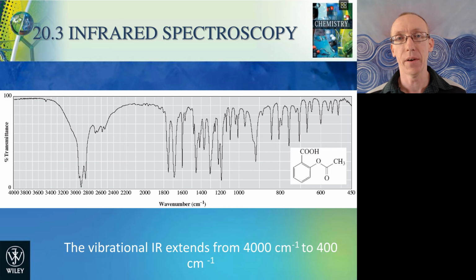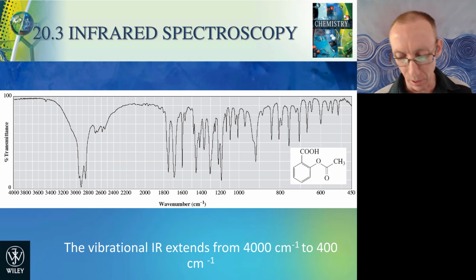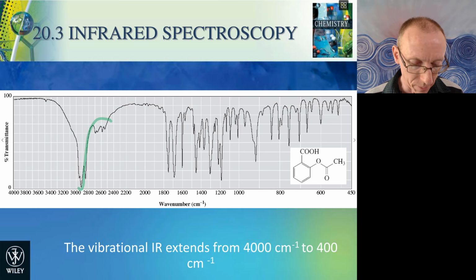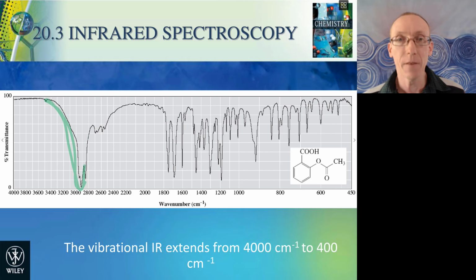So here's an example of an infrared spectrum of a molecule. This is acetylsalicylic acid, or aspirin. And you can see it's quite a complex spectrum. There's a lot of peaks here, and there's some gaps where there's not much happening, and then a very big major peak down here. Now, for historical reasons, there are two unusual things about infrared spectra.